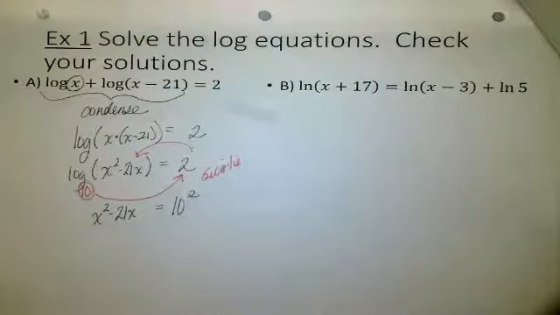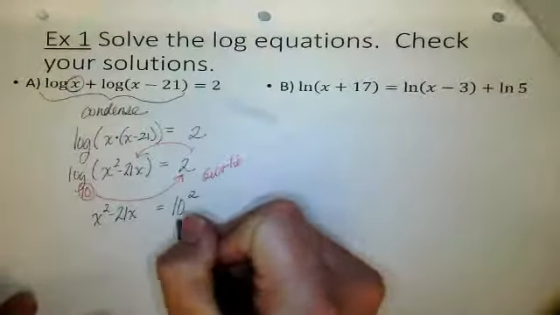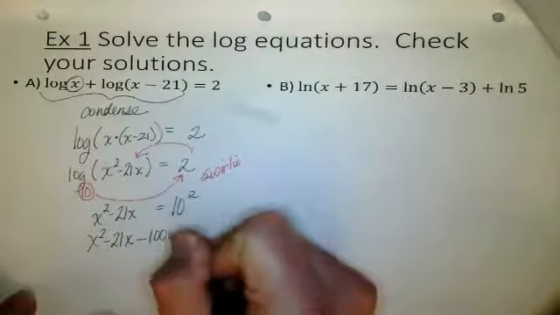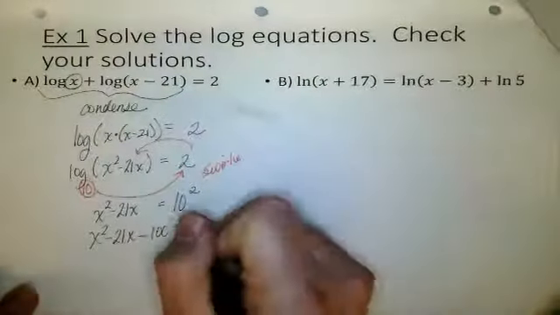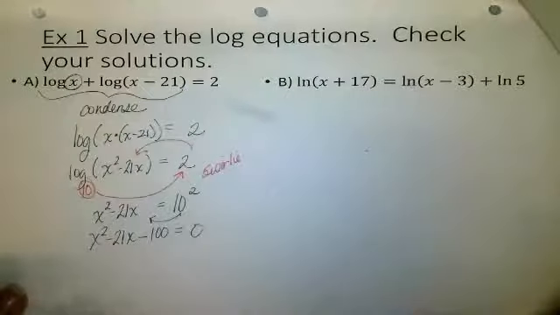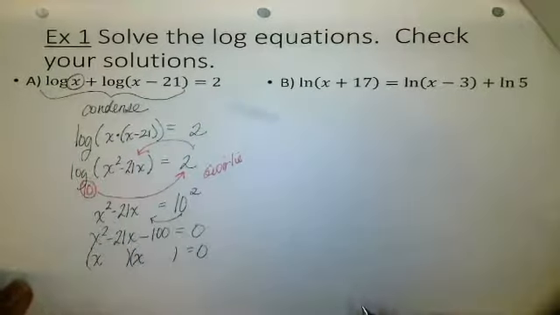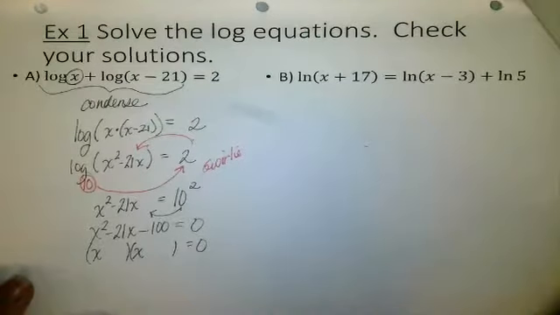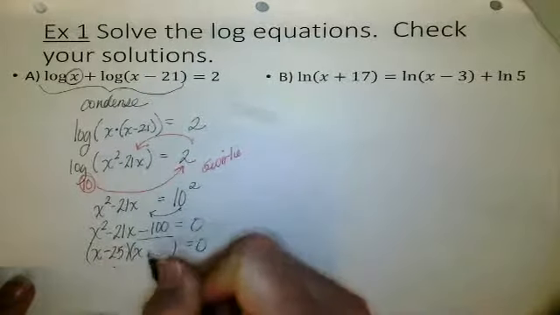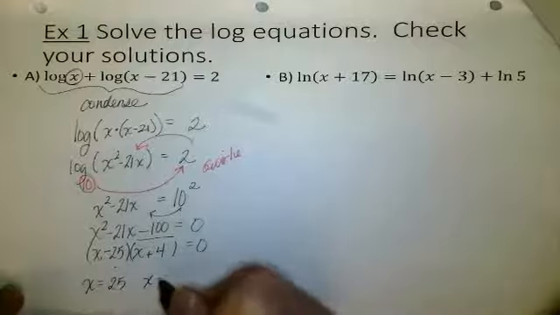All right. And what is 10 squared? 100. All right. So I'm going to subtract the 100 so that we're set equal to 0. And then what can we do? Double bubble. What times what is negative 100? Negative 25 and positive 4, which means x could equal 25 and x could equal negative 4.